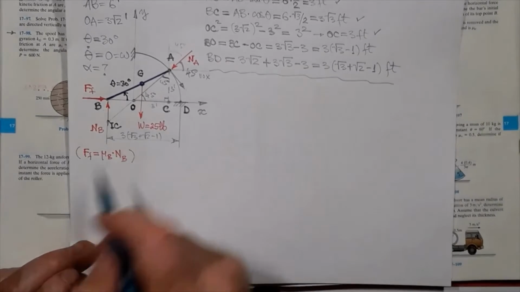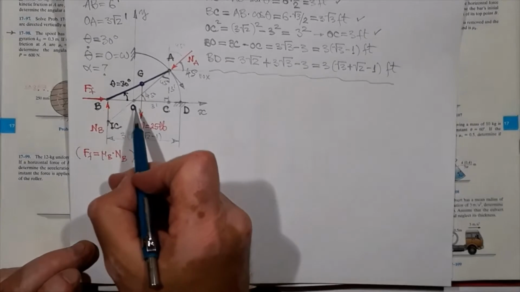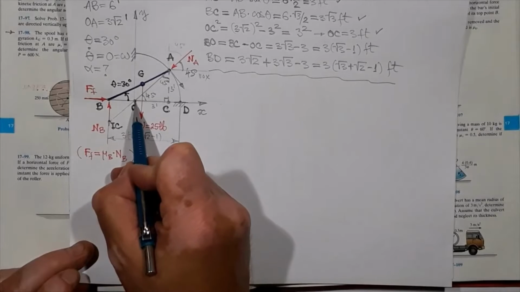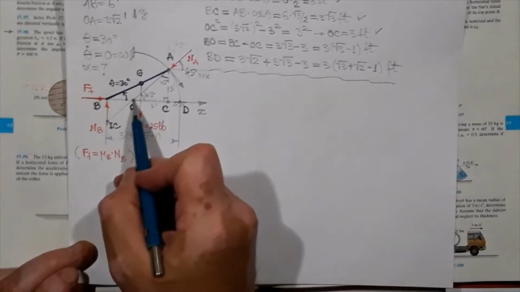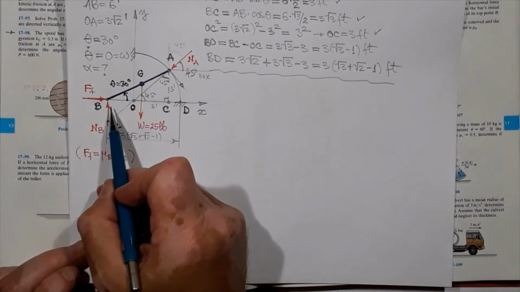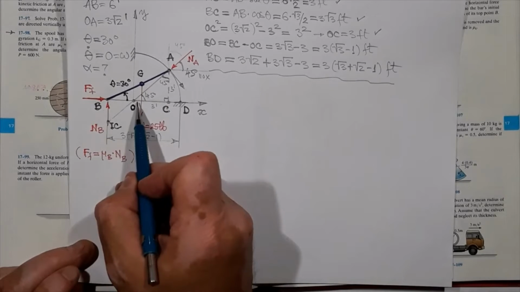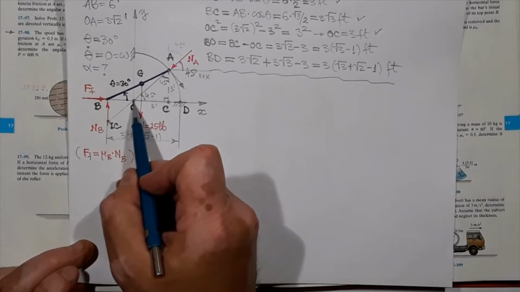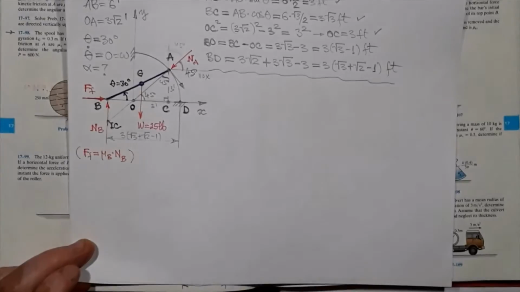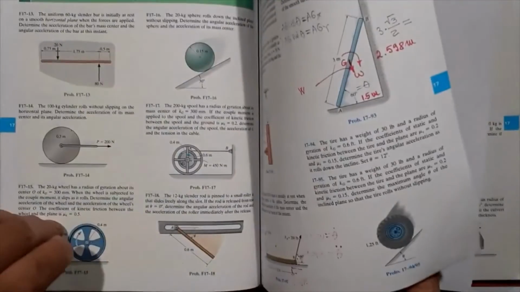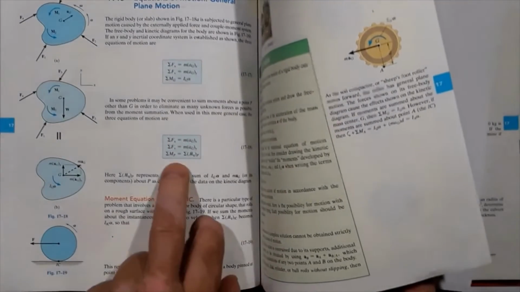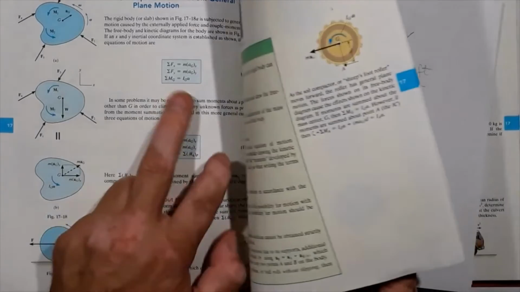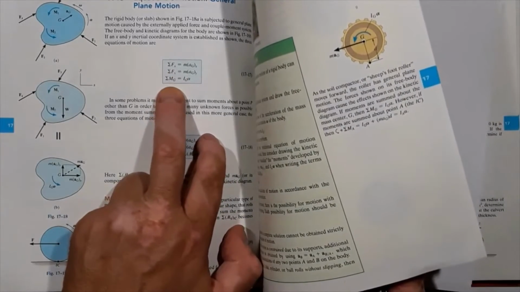And then we could sum moments about point O, and NA will have no moment, but I'm going to see a moment for NB. And still we need to calculate the distance from O to G. So let's go with the first set of equations, because there's no benefit of doing it otherwise. So we're summing forces over X and Y and summing moments about the centroid.